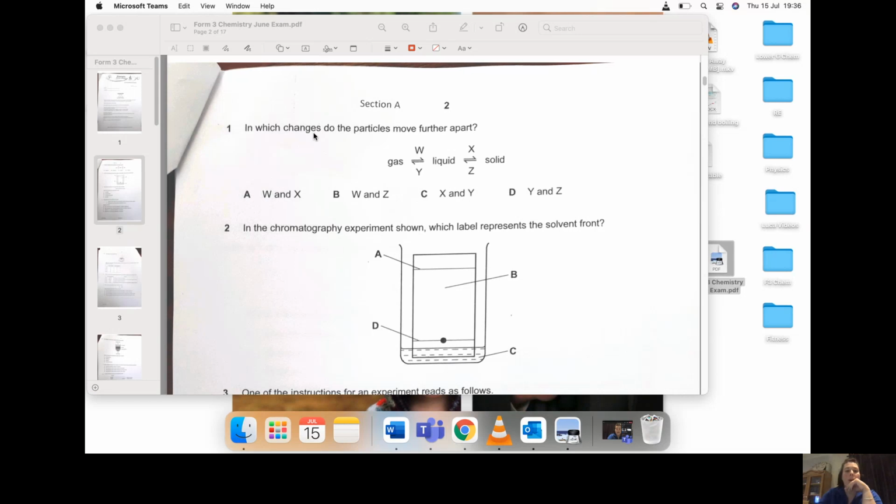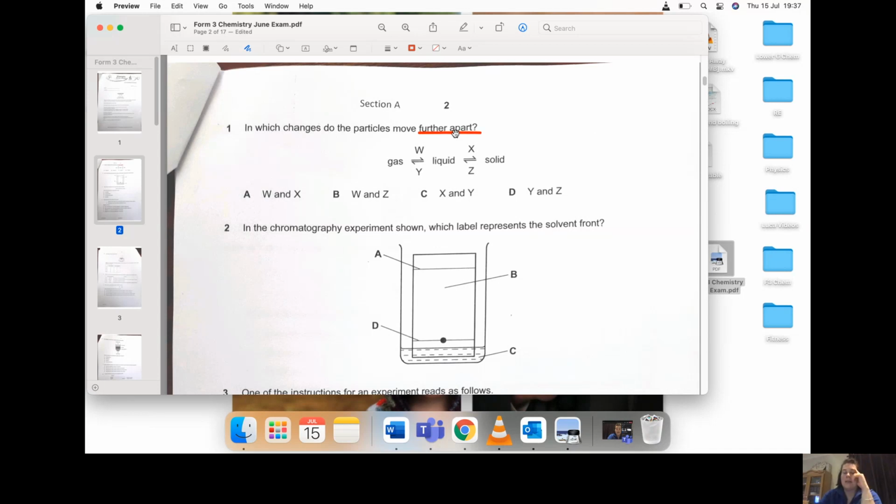Okay, so question 1. First thing is, please remember you can highlight your question. So have a highlighter, even a pencil, just to underline important words so you know what you're looking for. So question 1, in which changes do the particles move further apart?